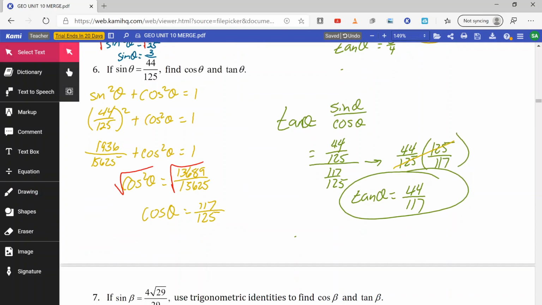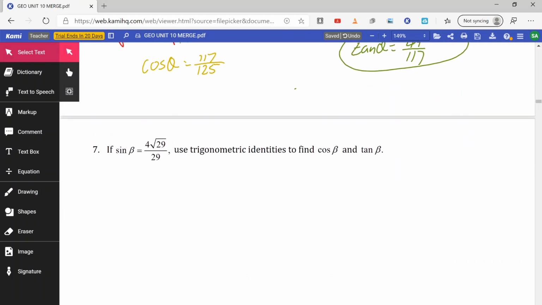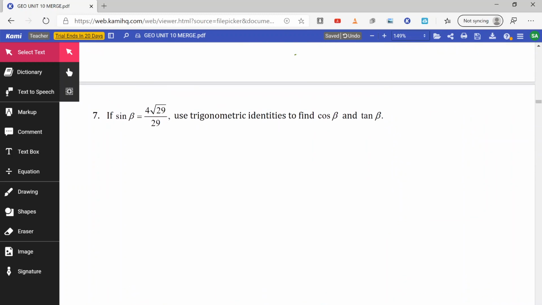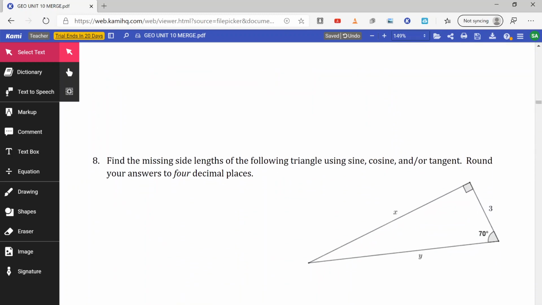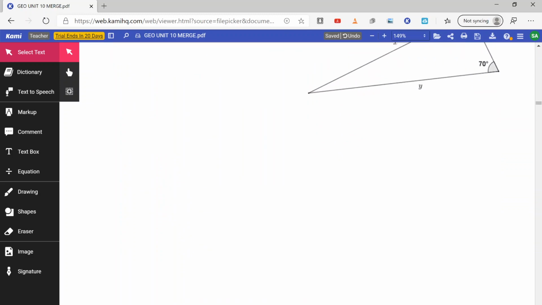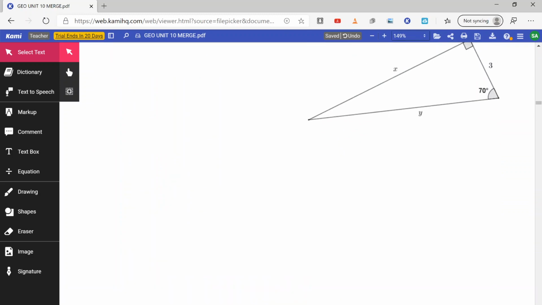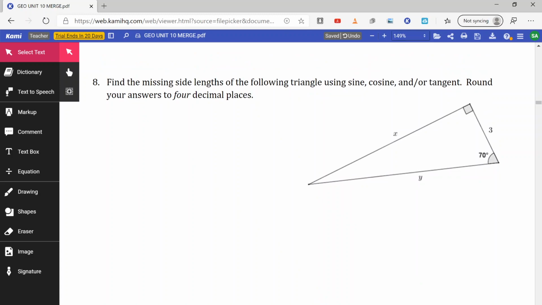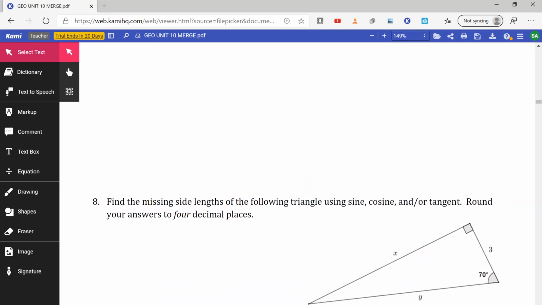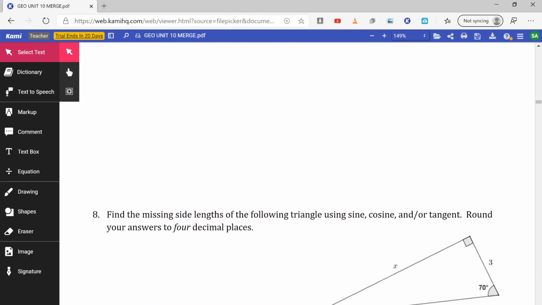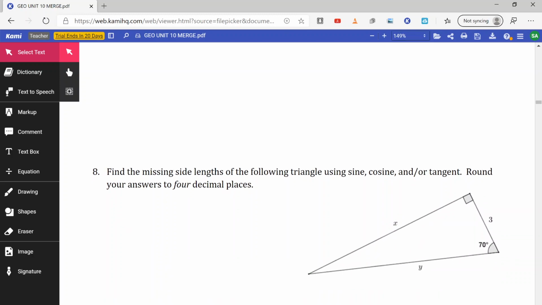And again, this can be used for any one of our problems. So again, finding sine, we can use the Pythagorean identity. Same with this 8th problem that we are given. We can use the Pythagorean identity to figure out our missing sides. And it is very, very similar to the Pythagorean theorem. So as long as you remember the Pythagorean theorem, we can remember the Pythagorean identity.